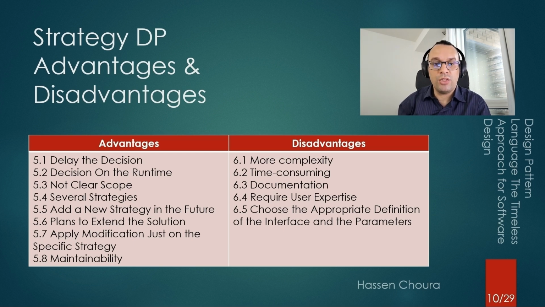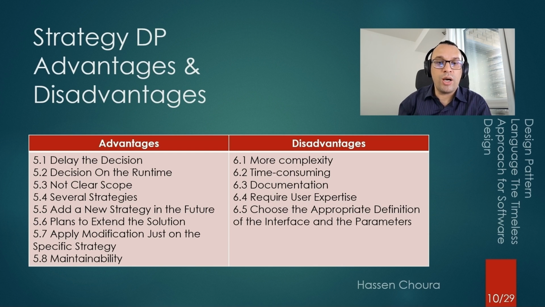Moreover, we can use the strategy design pattern where we have a non-clear scope. Imagine that the client asks for strategy A and strategy B, and also the management agrees on that. But in the future, the client may opt to add strategies C and D. In this case, we need to opt to use the strategy design pattern. Also, the strategy design pattern will allow us to support several strategies. In addition, with this design, we will be able to add new strategies in the future.